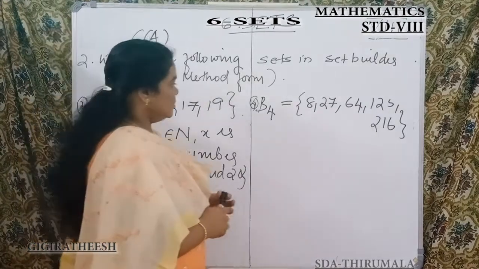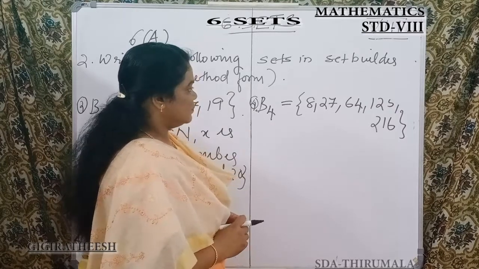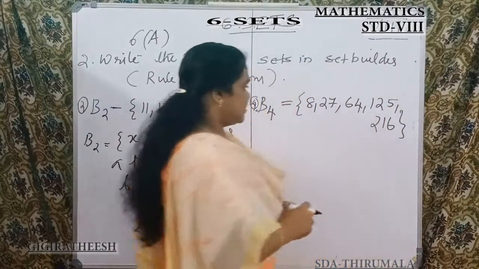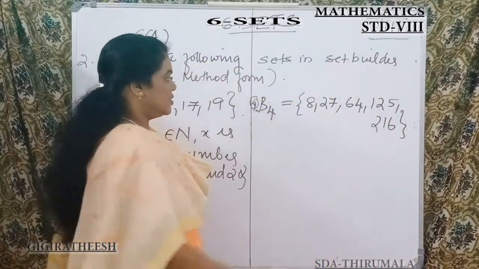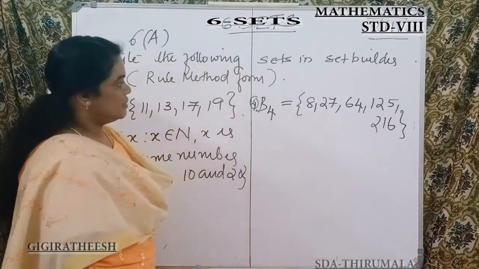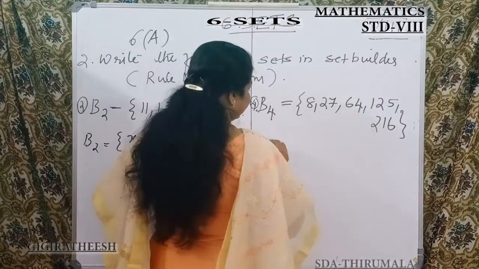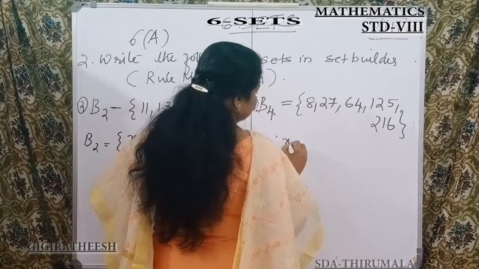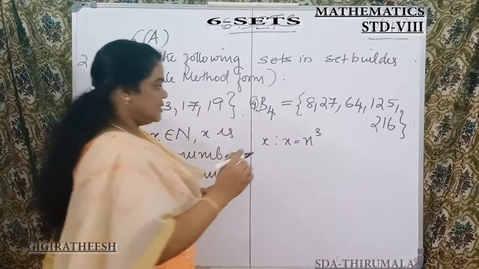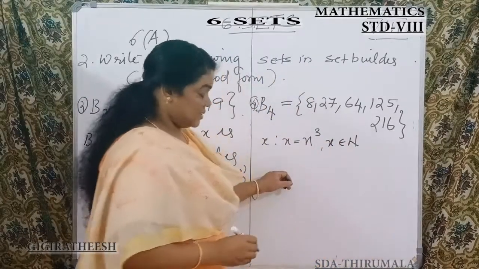And the next question is B4 is equal to, that is question 4, B4 is equal to 8, 27, 64, 125 and 216. And what is this? Yes, these are the cubes of 2, 3, 4, 5 and 6. And how can we write it in set builder form or rule method? There is a rule here. What is it? Cubes, that is x such that x is equal to n cube, and x is an element of N, the capital letter, that is whole numbers, natural numbers.